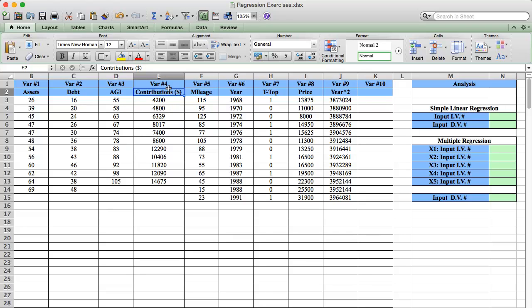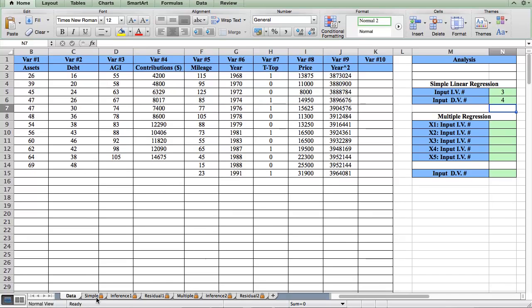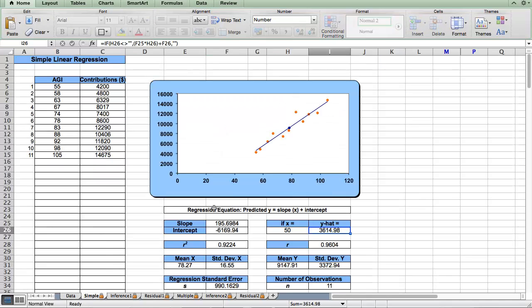So the IRS would like to model the relationship between AGI and charitable contributions. And there are several reasons to do this, such as tax auditing. But before the model can be used, we need to check to see that in fact there is a linear relationship between AGI and charitable contributions.